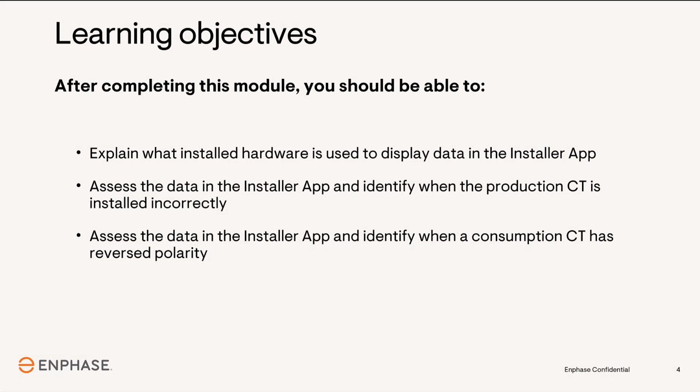After completing this lesson, you will be able to explain what installed hardware is used to display data in the Installer app, assess the data in the Installer app and identify when the production CT is installed incorrectly, evaluate the data in the Installer app and identify when a consumption CT has reversed polarity.